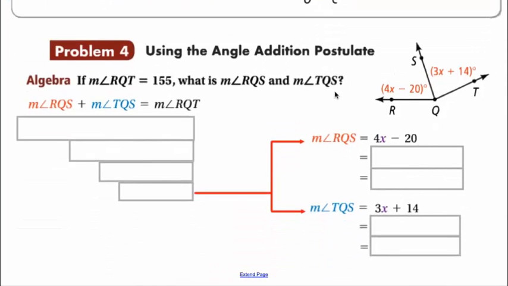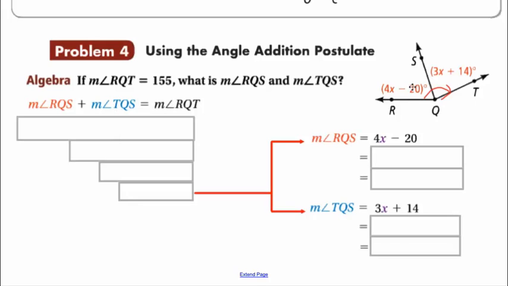Here's an example of how to use the angle addition postulate to solve a problem. Suppose we know that the measure of angle RQT, this big angle, is 155 degrees. Now that goes all the way from here over to here. It's the big angle. We want to find the measure of the two smaller angles inside. Well, we know the sum of the two smaller ones equals the bigger one.